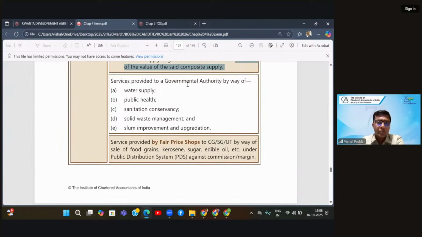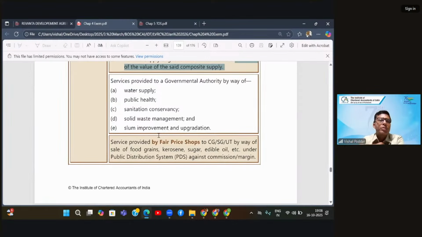Second, what else is exempt? Where again I am providing services to government authority in relation to water supply, public health, sanitation, solid waste, etc. Again, what is this? See, same thing. These are actually services provided by government to you. They are already exempt above. But how does government provide this? Now, no government is having its own vehicles or its own employees. Everything is outsourced by government by way of tendering.